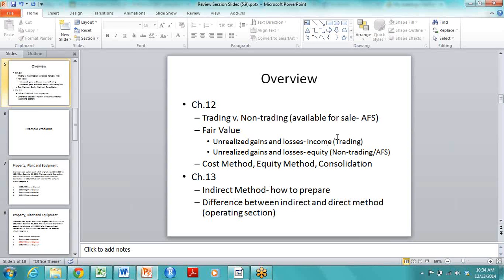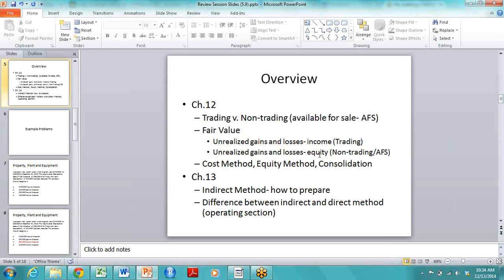That was more just a side, but I would definitely make sure that you know that any of the unrealized gains and losses for trading securities go through the income statement, and any unrealized gains and losses for non-trading go through the equity portion of the balance sheet. So definitely make sure you know the difference there.